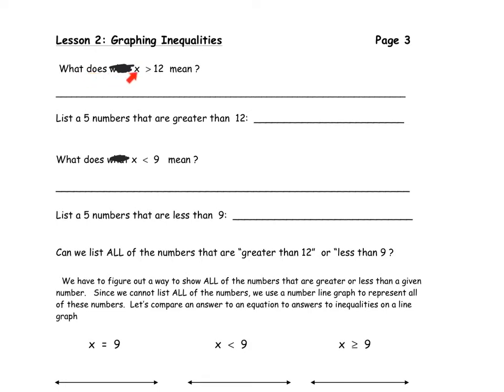What does x is greater than 12 mean? Well, when we use a variable, it's standing in for a number, in this case, numbers. It means all of the numbers that are greater than 12. So let's write that. All of the numbers that are greater than 12.